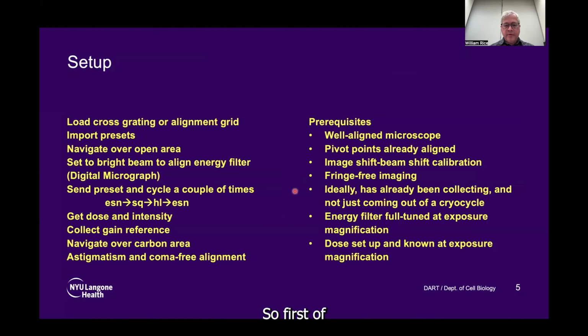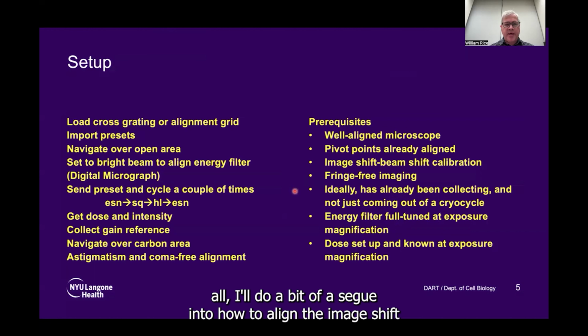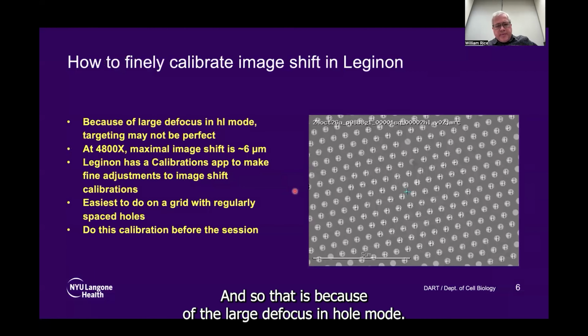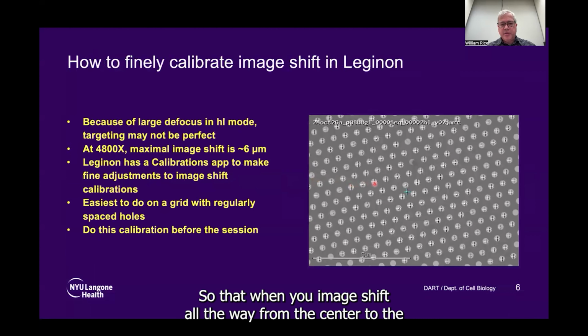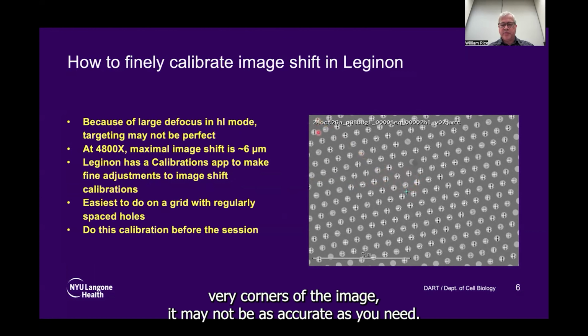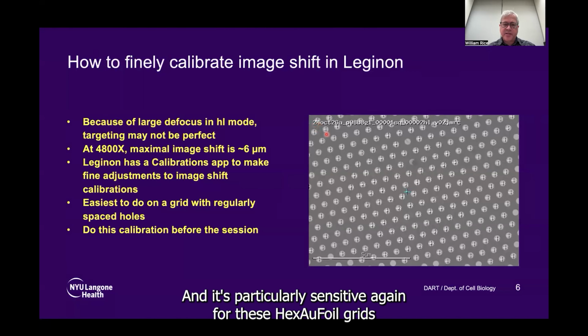So first of all, I'll do a bit of a segue into how to align the image shift to make it as accurate as possible in Leginon. That is because of the large image shift in hole mode. When you image shift all the way from the center to the very corners of the image, it may not be as accurate as you need, and it's particularly sensitive again for these HexAuFoil grids.